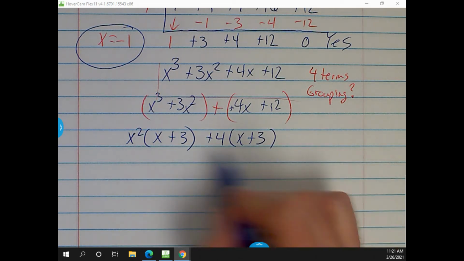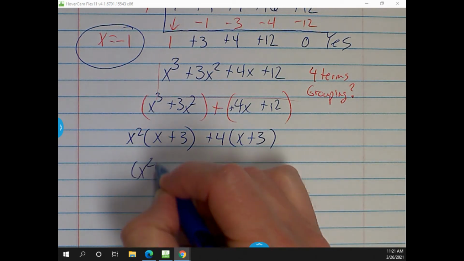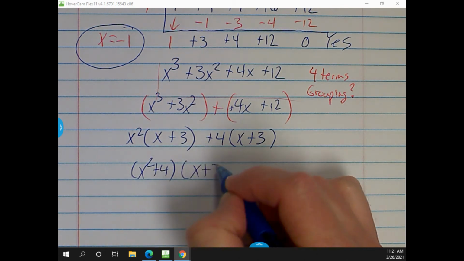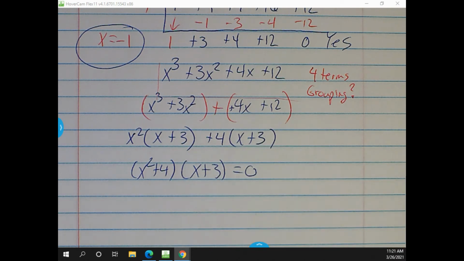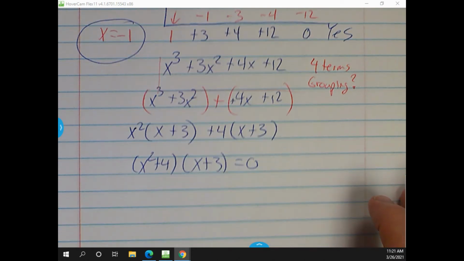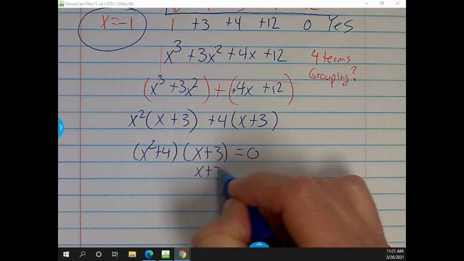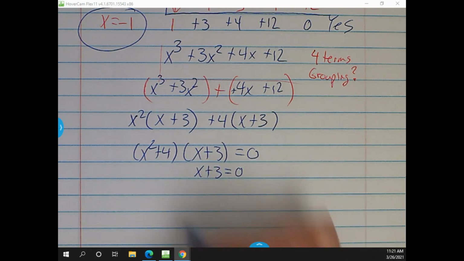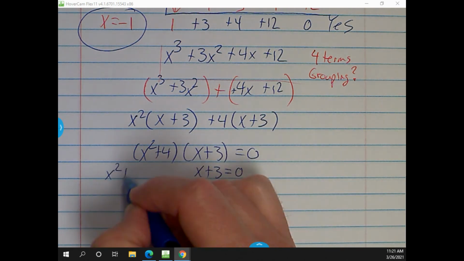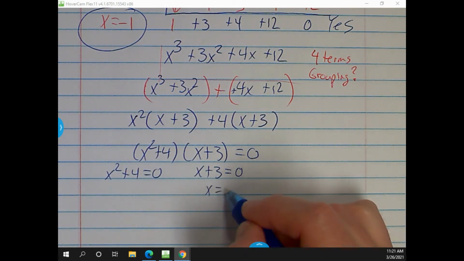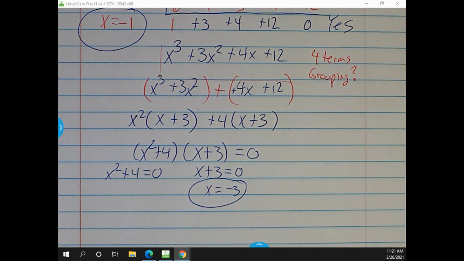Now we've got the same thing here, so we'll bring the x squared plus 4 together, and we'll do the x plus 3. And then that part of it looks a lot like what we're doing on the last problem. You're going to set x plus 3 equal to 0, and then we're also going to do x squared plus 4 equal to 0. Well, this one, we get the answer right off the bat. We'll subtract 3. There's our second answer, because there was our first answer. Now we got our second answer.